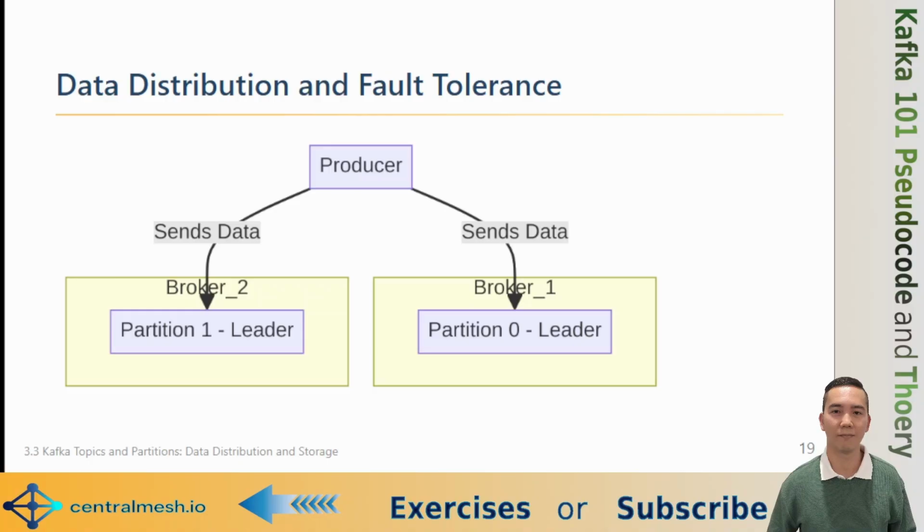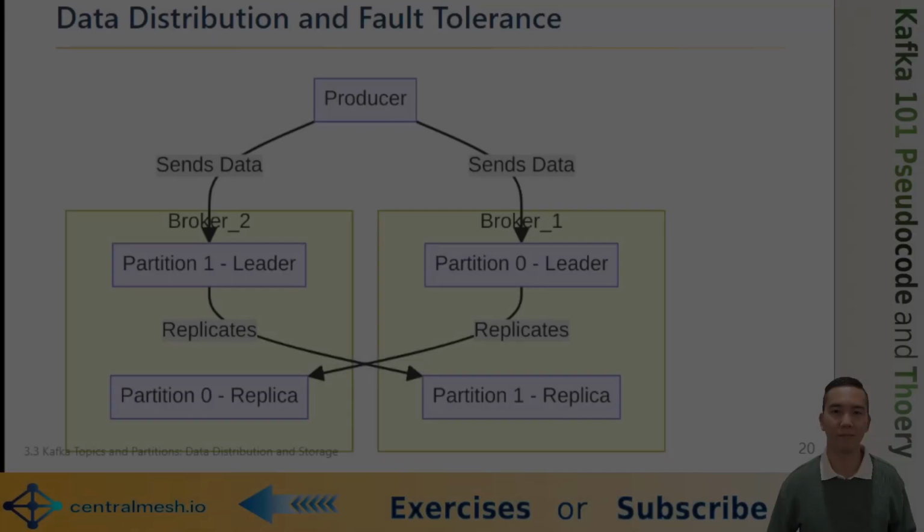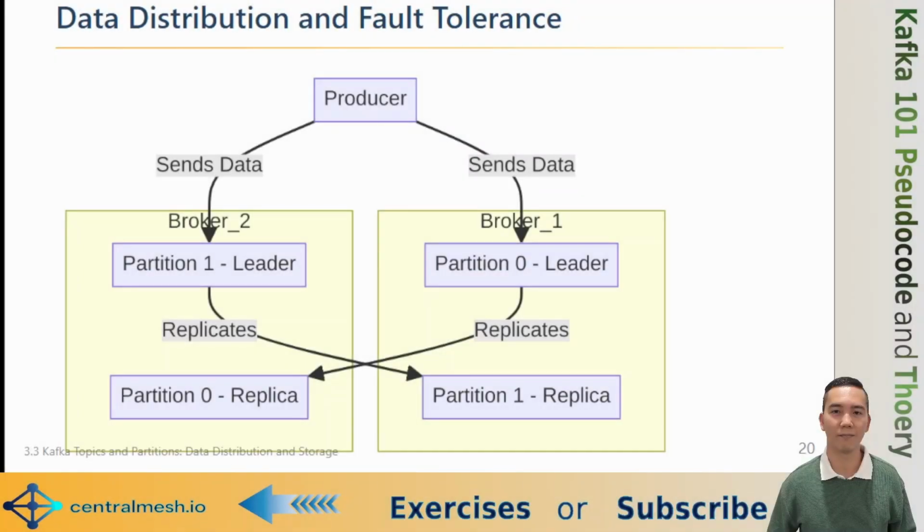In this first view, we have two brokers, broker 1 and broker 2, managing two partitions, partition 0 and partition 1 of a topic. Each partition has one leader and one replica. This diagram shows how replication ensures that each partition's data is copied across brokers. So if a broker fails, data can still be accessed from replicas on other brokers.